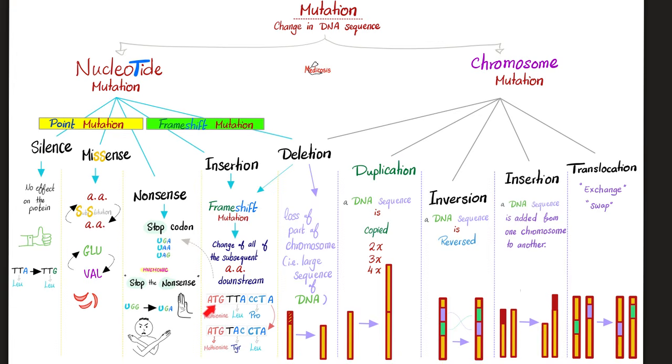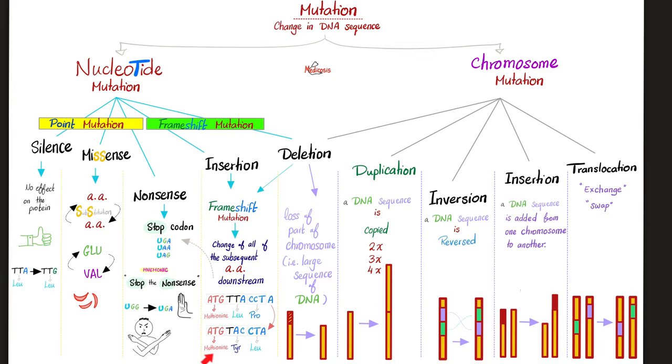Consider this. Imagine that I used to be ATG, TTA, CCT. ATG gives you methionine. TTA gives you leucine. CCT gives you proline. And for some reason, this T was erased. Lost. Oh, because of deletion, for example. Now what?